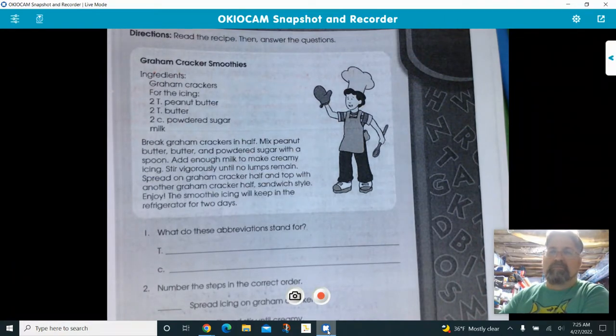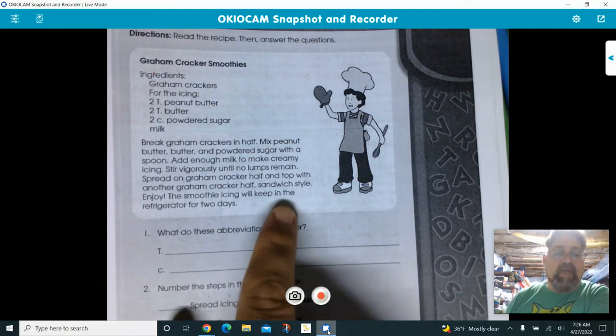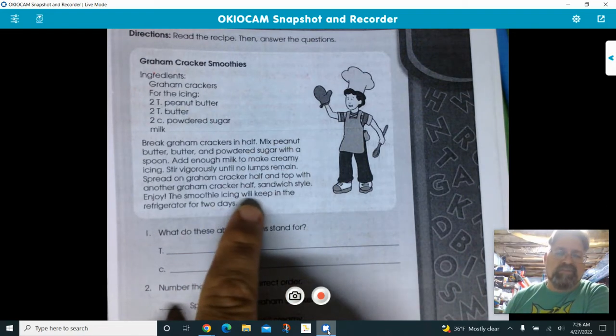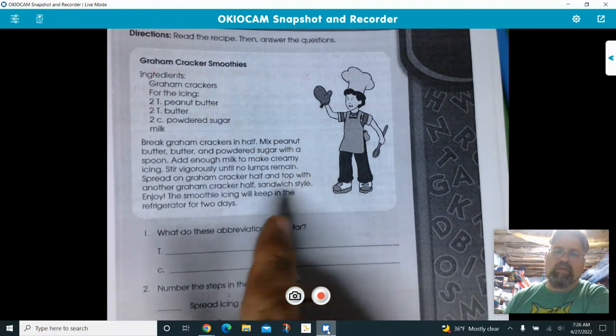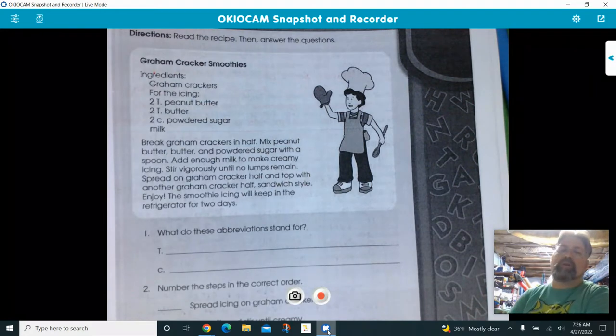If you're going to get rid of all the lumps, I recommend you don't use chunky peanut butter because those lumps will be there. Spread on graham cracker half and top with another graham cracker half. Sandwich style. Enjoy. The smoothie icing will keep in the refrigerator for 2 days.